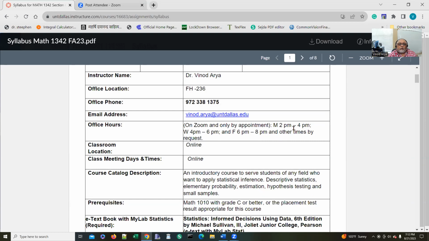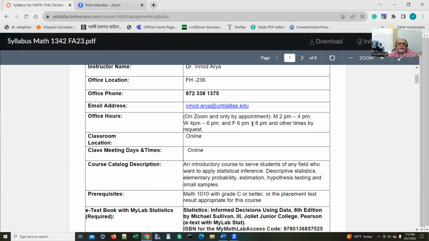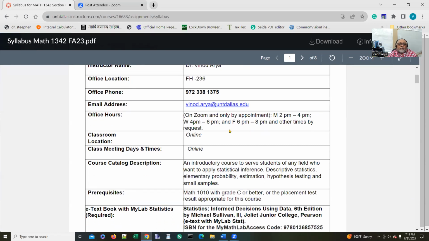So Monday 2 to 4, Wednesday 4 to 6, and Friday 6 to 8. So you can see there is a wide spread in terms of time and days. And this is just to help you to schedule an appointment. And I hope these slots will facilitate that for you so that you can easily schedule your appointments. If none of these slots suits you, you can always request me a meeting at different times.